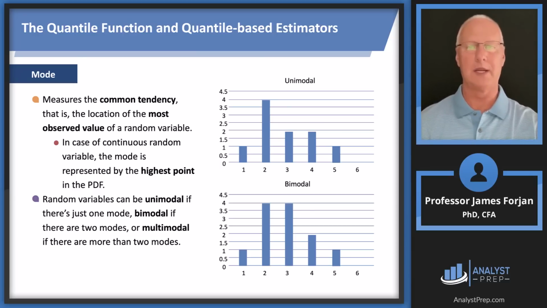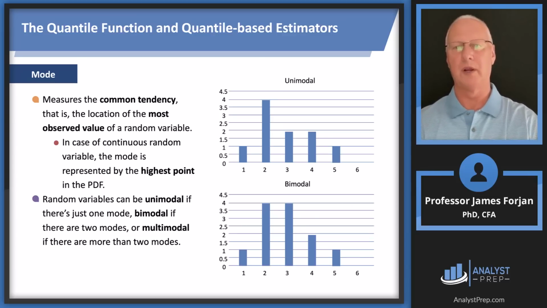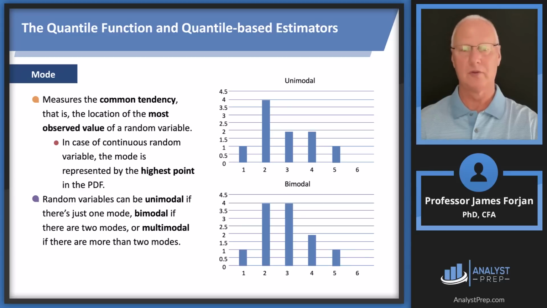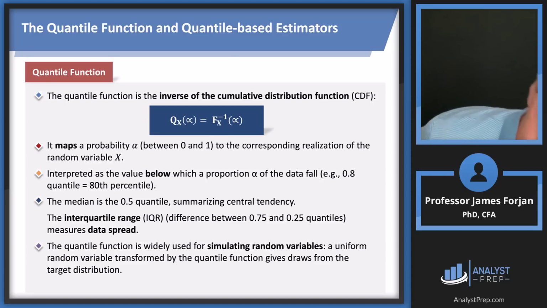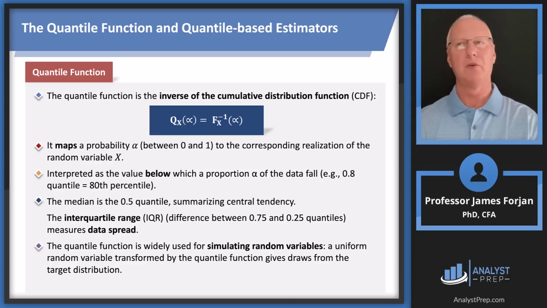How about another quantile-based estimator, the mode? You can have unimodal, where there's just one mode. You can have two modes. You can have multiple modes. Now I'm going to show you a picture here in just a second of this quantile function. It's the inverse of the cumulative distribution function. And I have my students, in my investments class, we use the norm dist and we use the inverse function. It's pretty cool stuff.